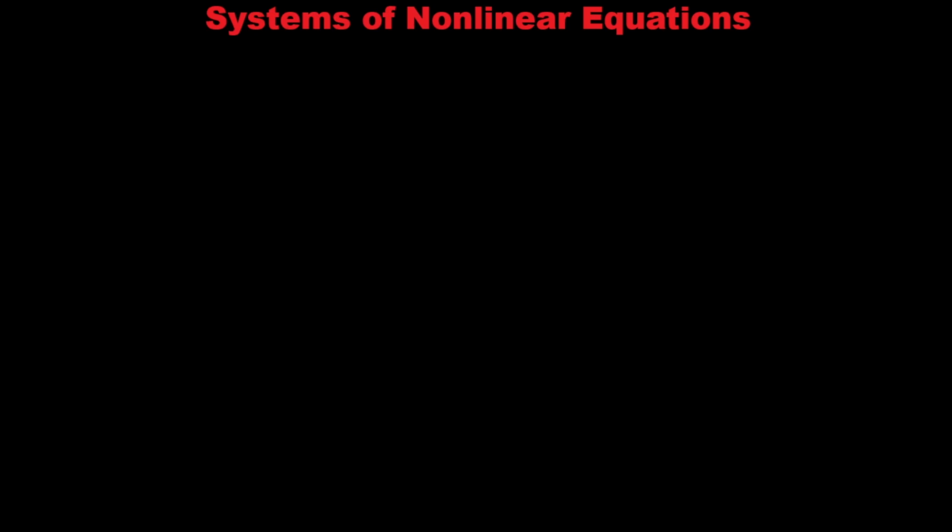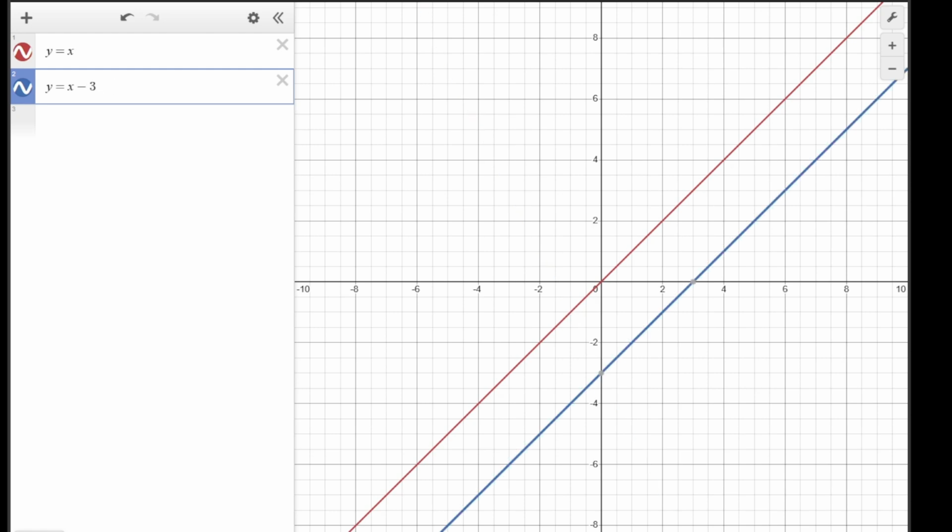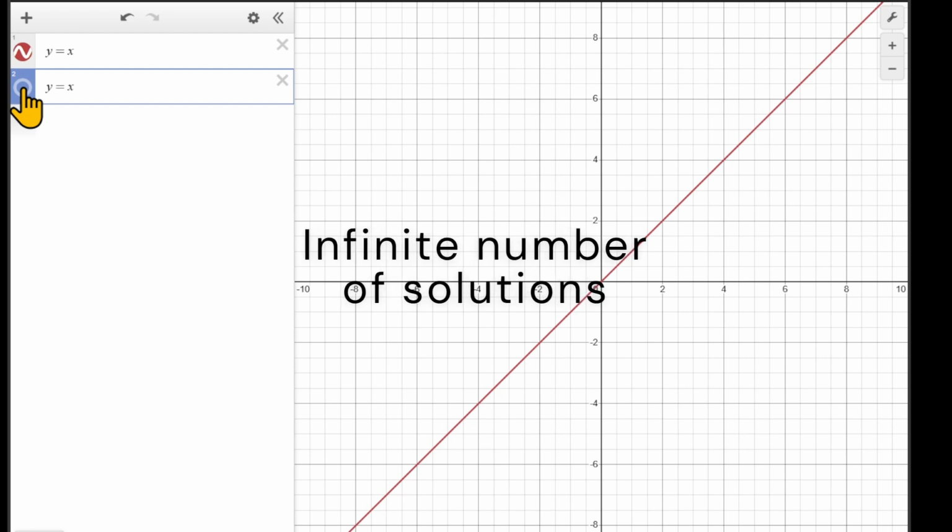Before starting an exploration of systems of nonlinear equations, let's go back and take a look at systems of linear equations. With linear equations, there are three different types of solutions. The first is that the two lines meet in a single point, so there is a single solution. The second case is that the two lines are parallel, they never touch each other, and then there are no solutions. The third case is where the two lines are actually the same line and they're right on top of each other, in which case an infinite number of points are touching the other line's infinite number of points.